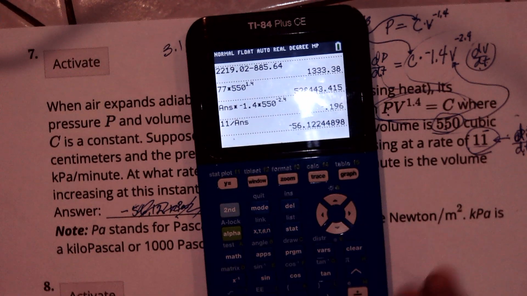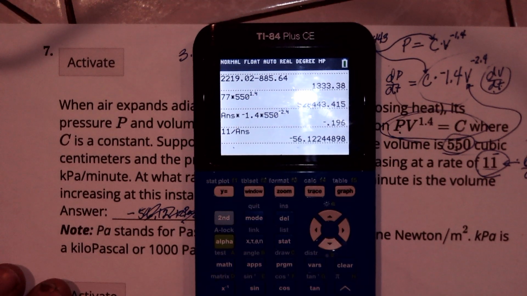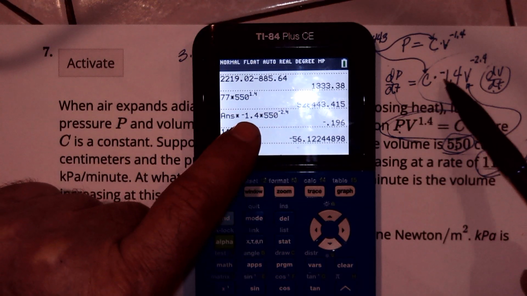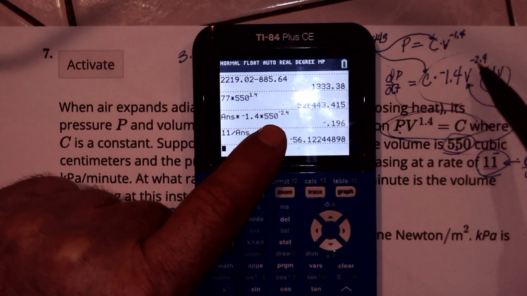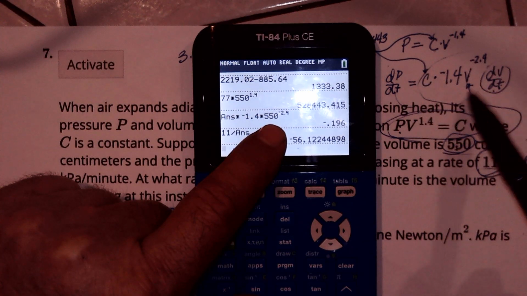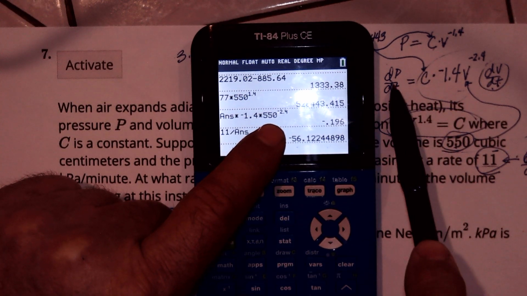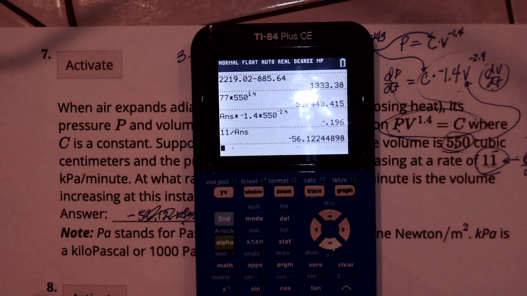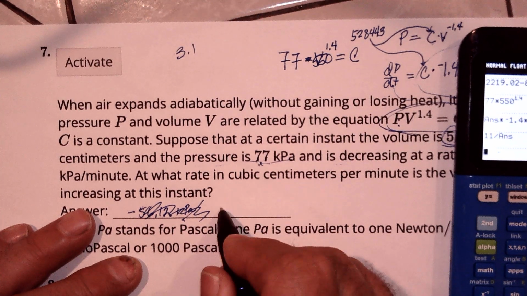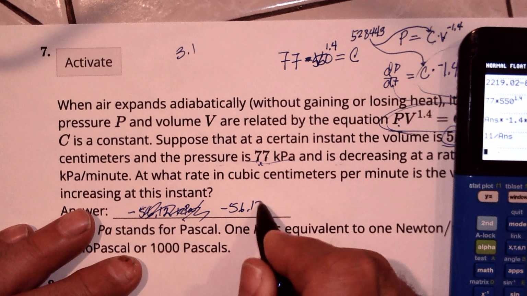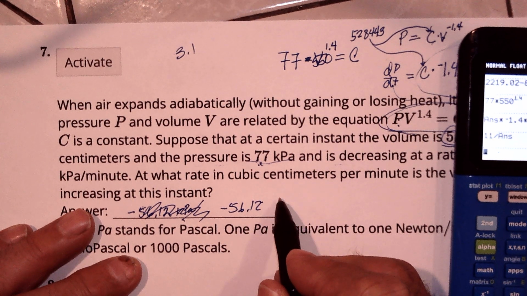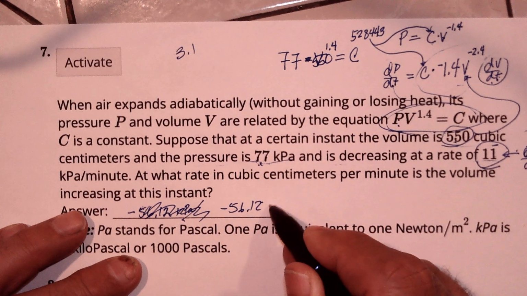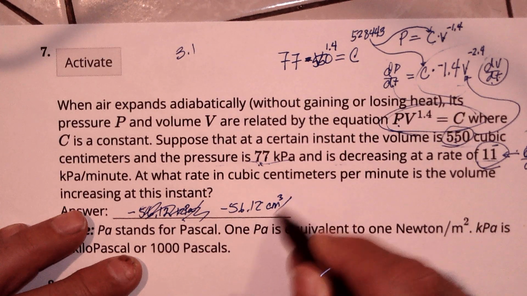So going back here, we have this times negative 1.4 times a volume to this power. This number has to divide into dP/dt. So get this, and then I divide it into 11, and that is the right answer. Got to make sure I'm doing this right. Negative 56.122 is the change in the volume in cubic centimeters per minute.